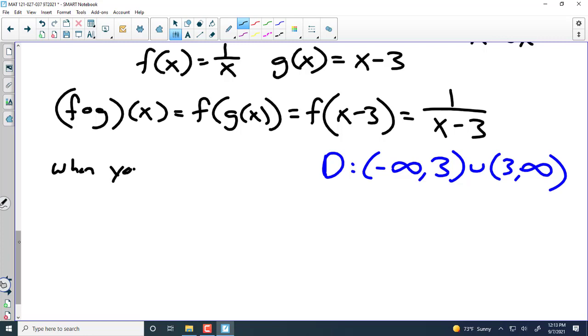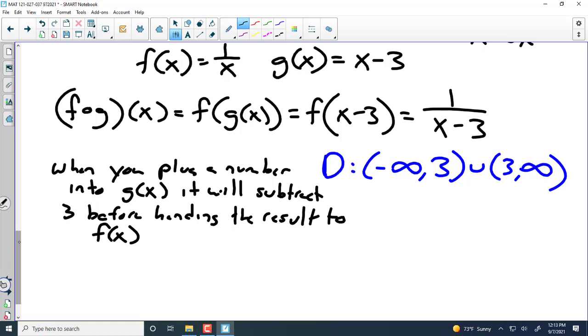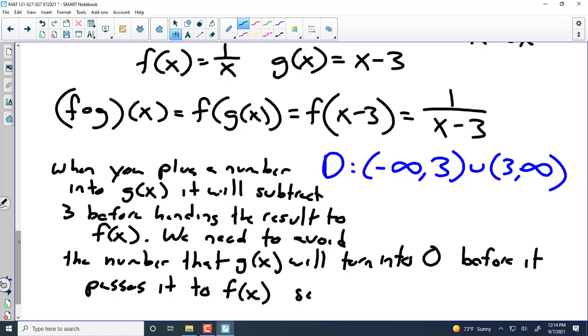When you plug a number into g of x, it will subtract 3 before handing the result to f of x. We need to avoid the number that g of x will turn into 0 before it passes it to f of x. So x cannot equal 3.